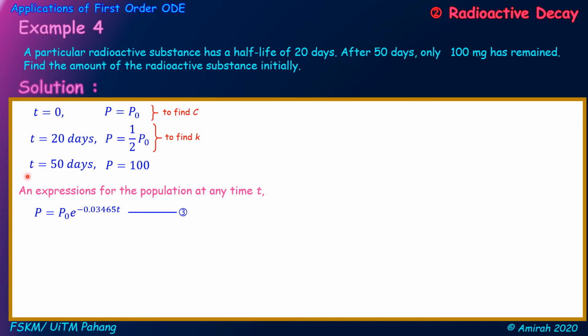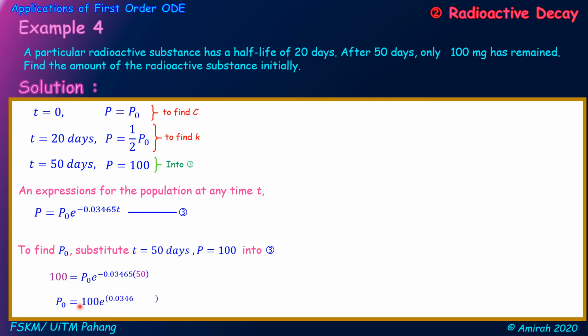So now we can substitute the last row into the latest equation, equation 3, to find P naught, which is the initial radioactive substance. To find P naught, we substitute t equals 50 days and P equals 100 into equation 3. So from equation 3, we replace t by 50 and P by 100.